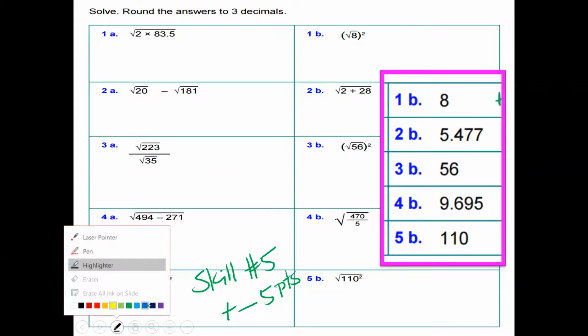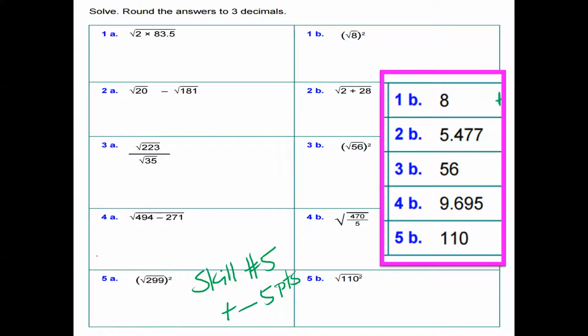For the last part, you can take a look at this on the back side of your paper. Last time I saw you guys, we talked about questions with square roots in the denominator. To get rid of the square root, you will have to multiply it, top and bottom. Square root of 35 times square root of 35 is just a 35. 223 times 35 gives me a square root of 7,805.